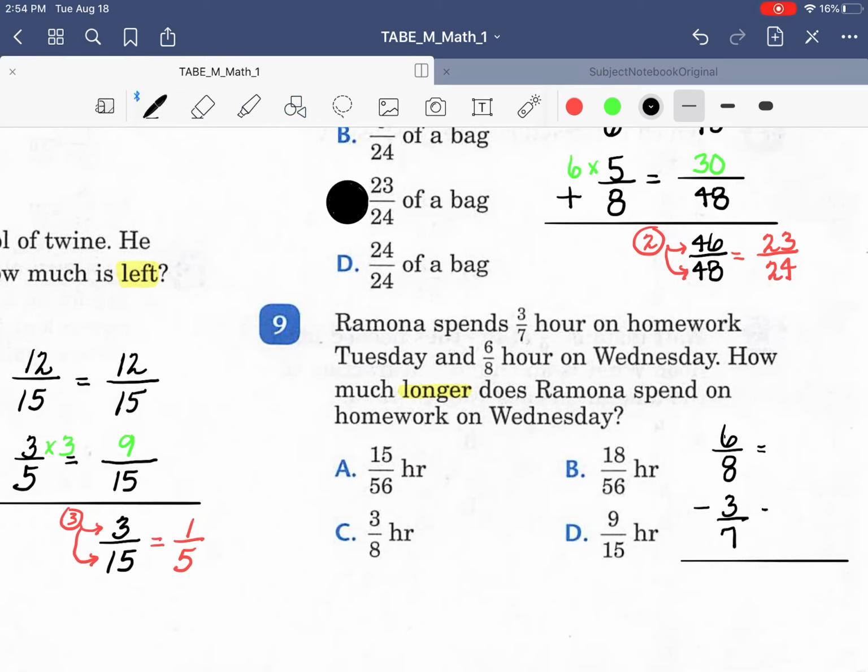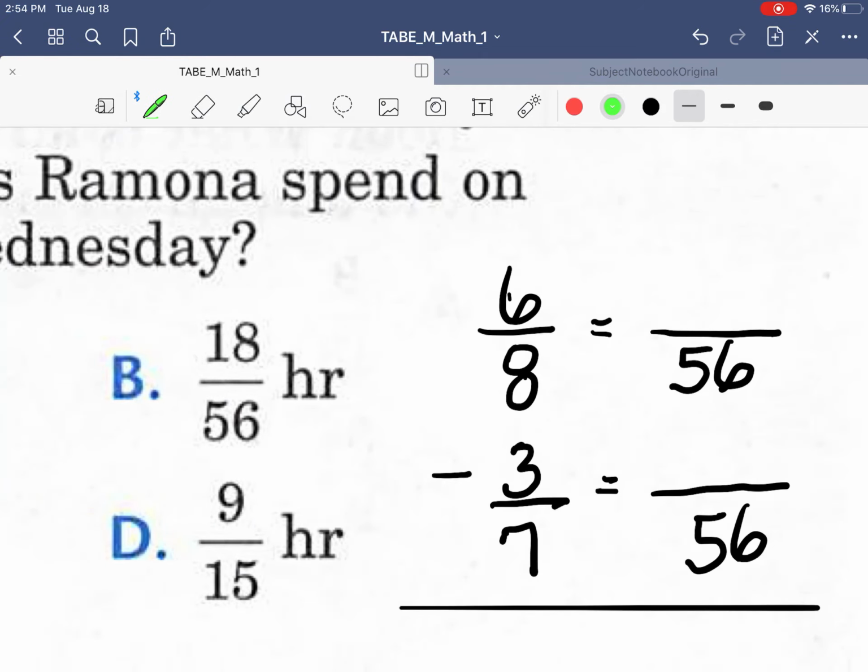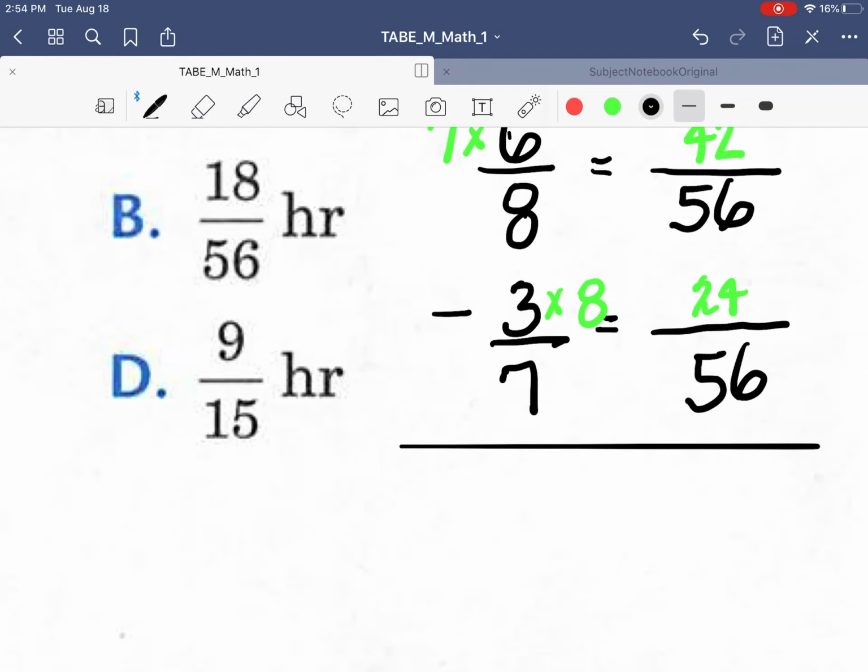And ask yourself if the 8 will work for the common denominator. It will not. So I'm going to say 8 times 7 is 56. Let me zoom here so you can follow me. 8 into 56 is 7. 7 6s are 42. 7 into 56 is 8. 3 8s are 24.